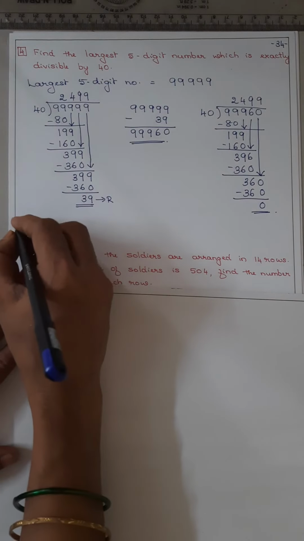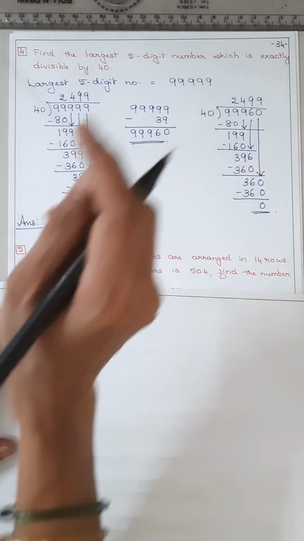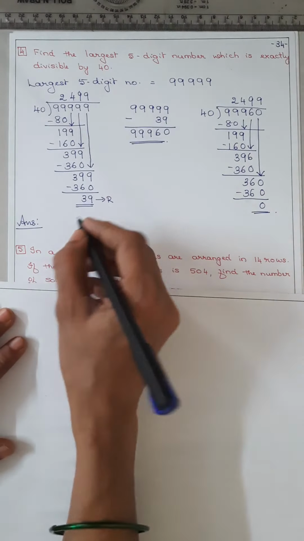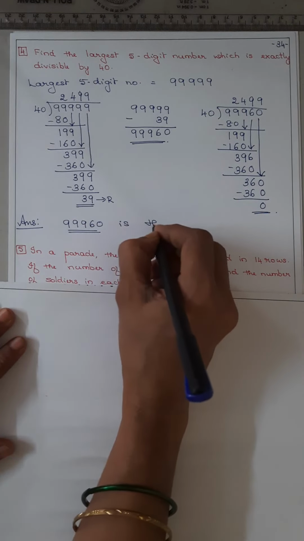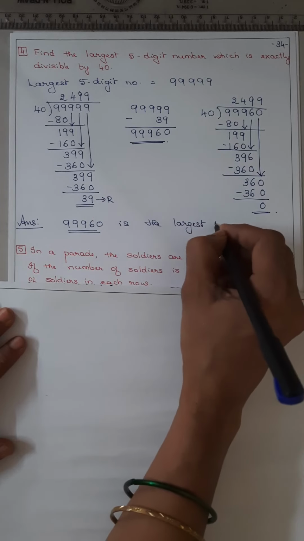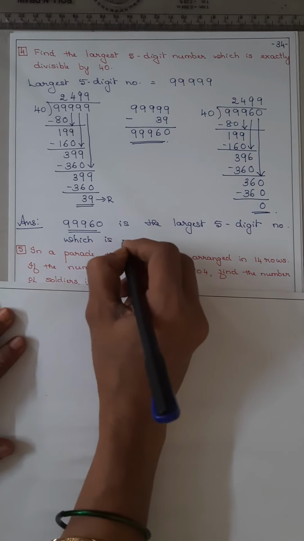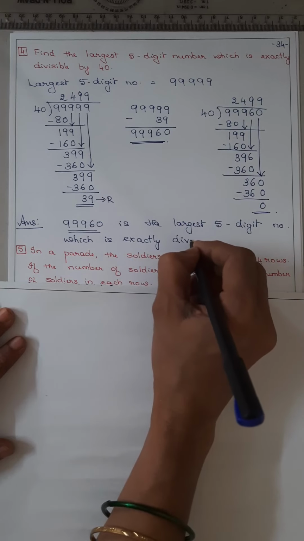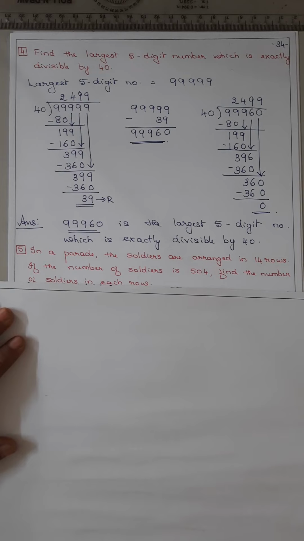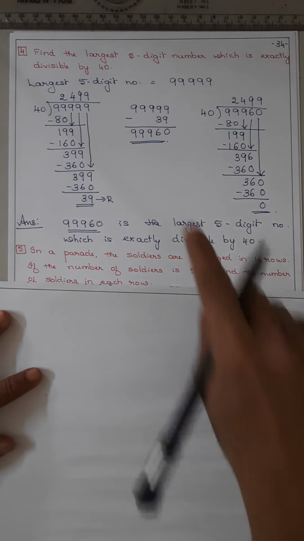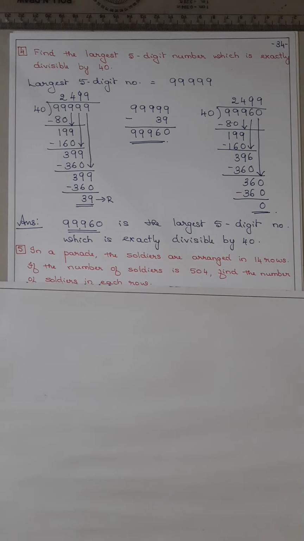So which is the answer? The number to be subtracted is not asked, so you should write the answer according to the question. Find the largest number. So the largest number is 99,960, the largest 5-digit number which is exactly divisible by 40. We don't write the "number to be subtracted" kind of answer, according to the question. Which number came? 99,960 is the largest 5-digit number which is exactly divisible by 40.